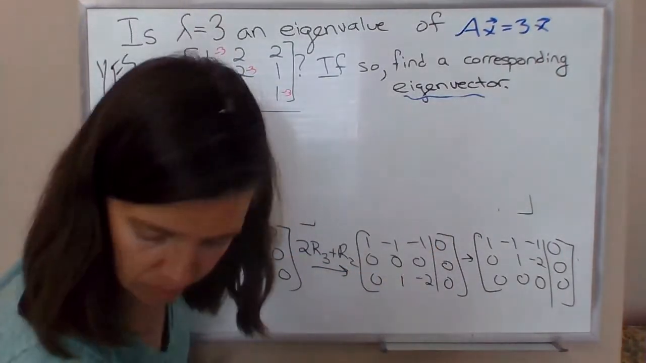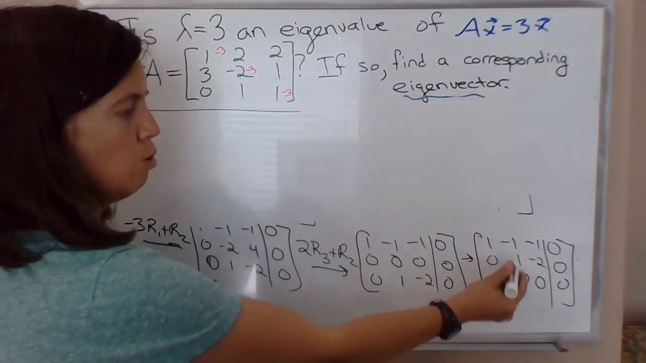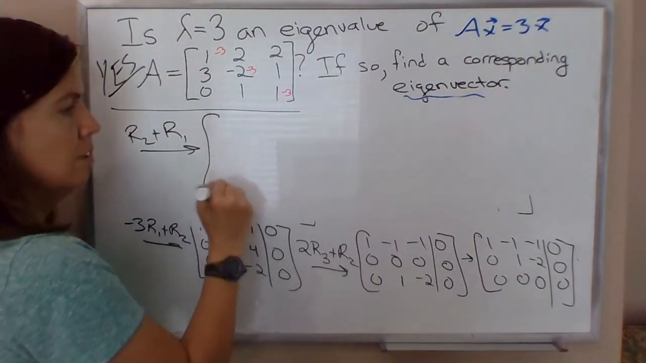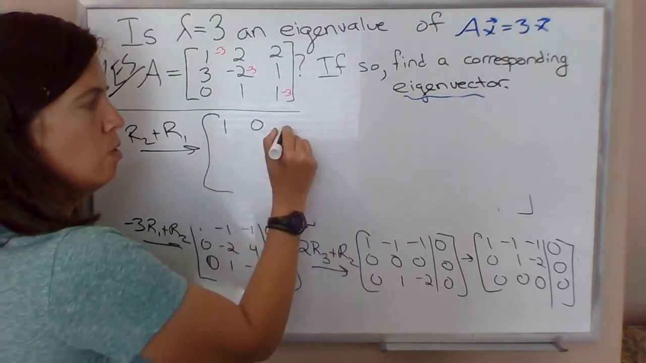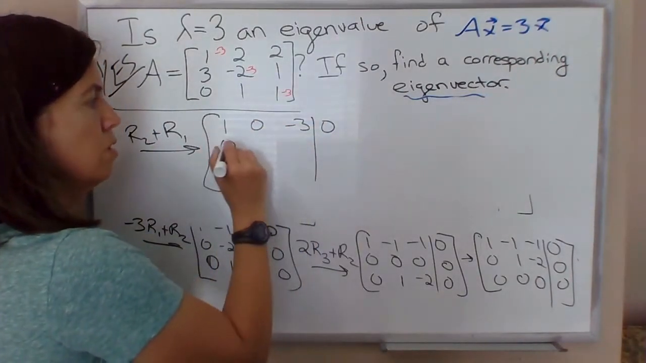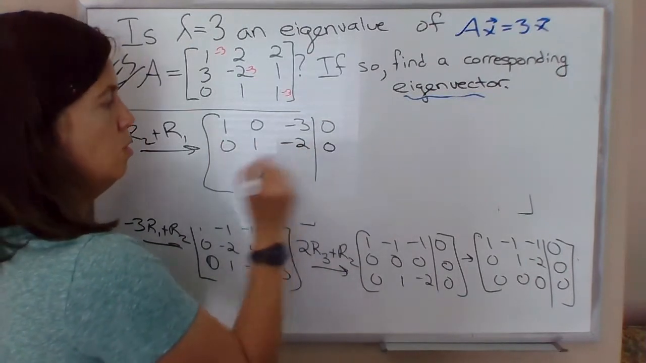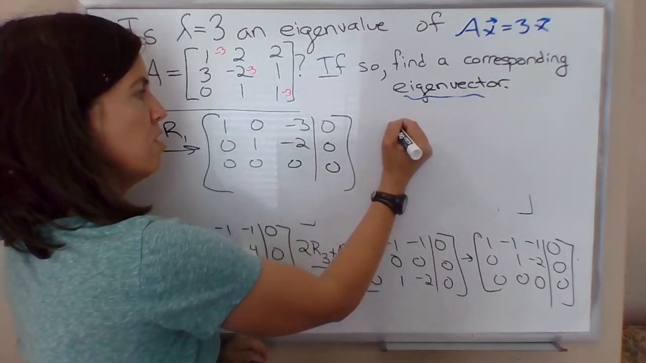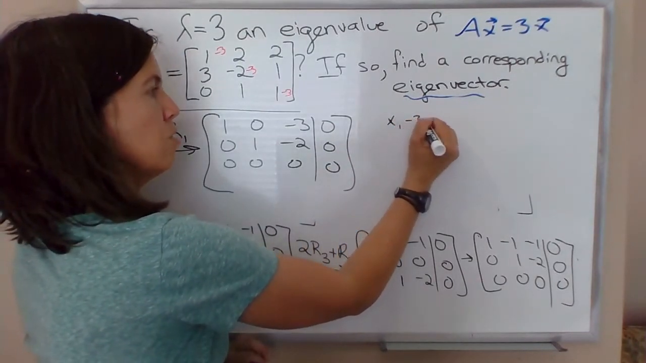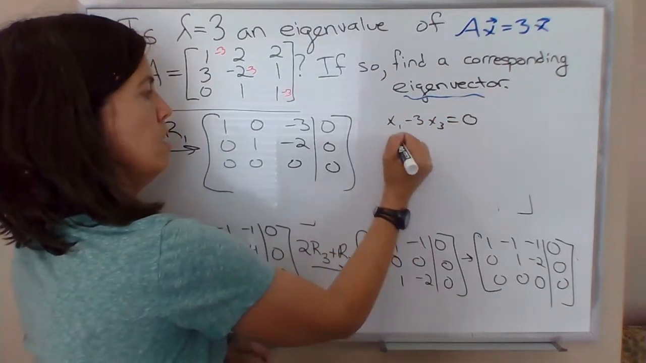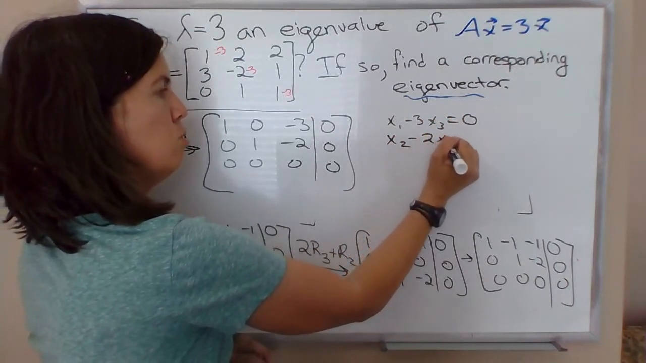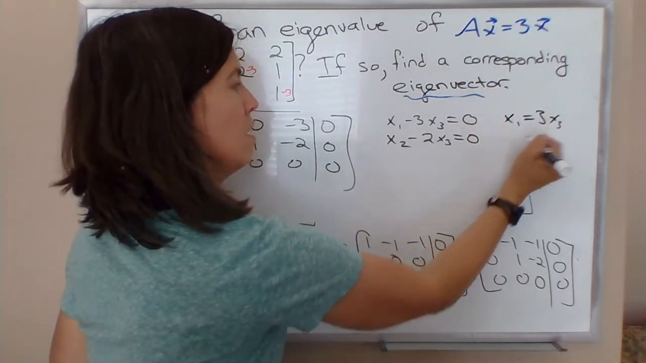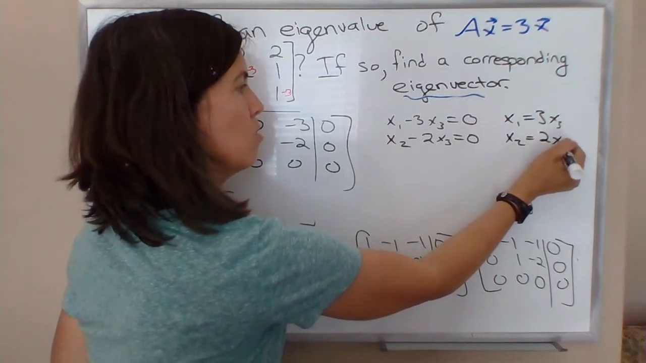So row 2 plus row 1. Last row operation. So that'll be 1, 0, -3, 0. -2. Okay. Great. So now we know the solution set looks like this. x1 minus 3x3 equals 0. x2 minus 2x3 equals 0. So x1 equals 3x3. x2 equals 2x3.